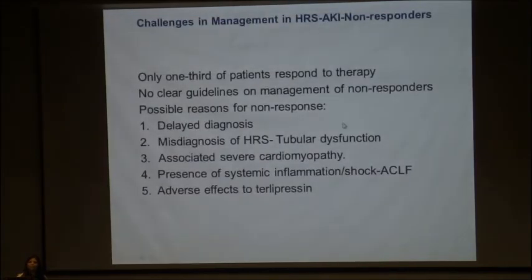Now we go on to the management of HRS-AKI non-responders, and we know what the problems are. Why do these patients have non-response? There is a delayed diagnosis, so we have to go with urine output and the most sensitive criteria for AKI, and maybe biomarkers should be evolved in this area. There is also misdiagnosis, and therefore we say that not everybody is HRS, we should not start everybody on terlipressin, we should identify the patients who have tubular dysfunction or structural AKI.